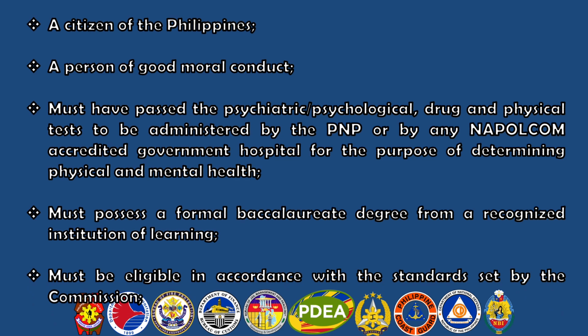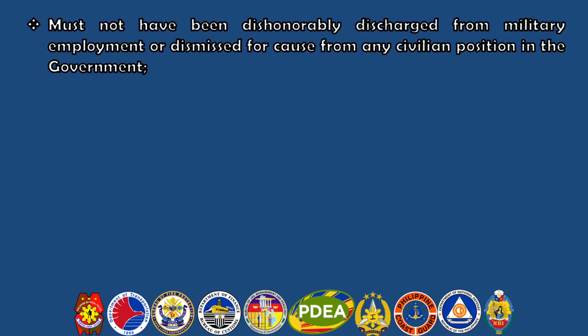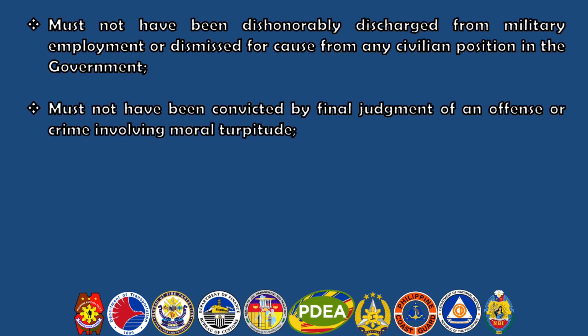So, if you are a BS Criminology student, after you graduate, you need to take the Criminology licensure examination or the board exam for criminologists for you to have the eligibility. Pero meron din namang other eligibilities such as the civil service professional eligibility and yung NAPOLCOM exam. Must not have been dishonorably discharged from military employment or dismissed for cause from any civilian position in the government. Must not have been convicted by final judgment of an offense or crime involving moral turpitude.